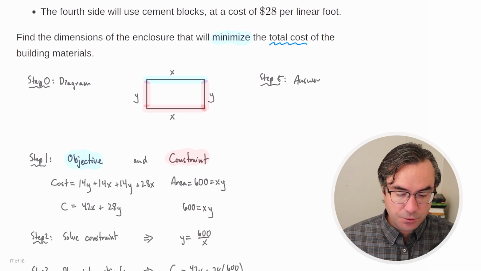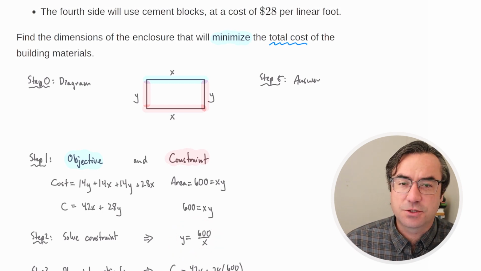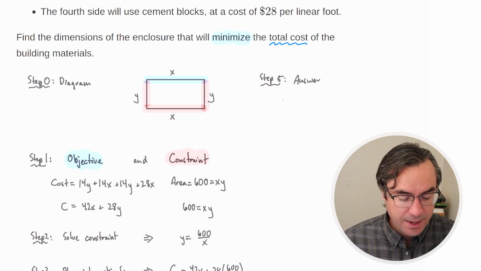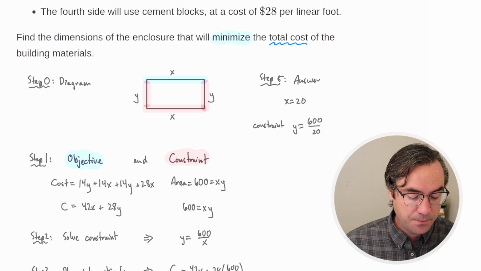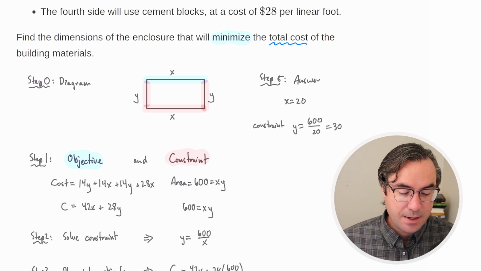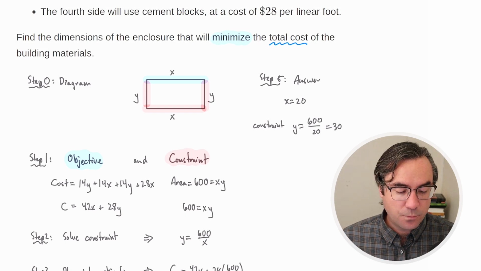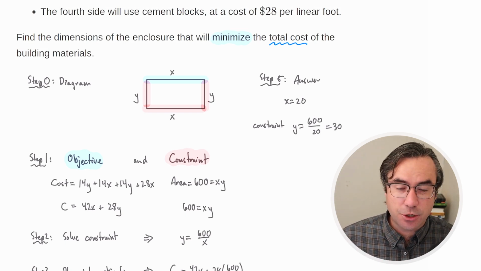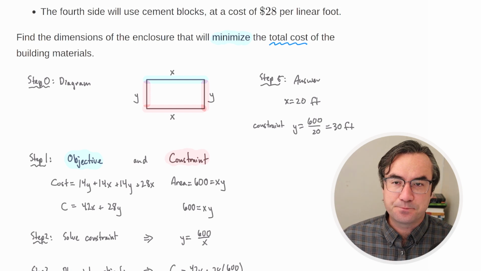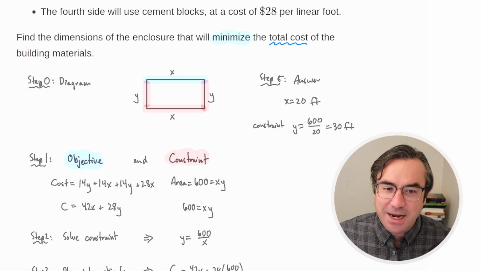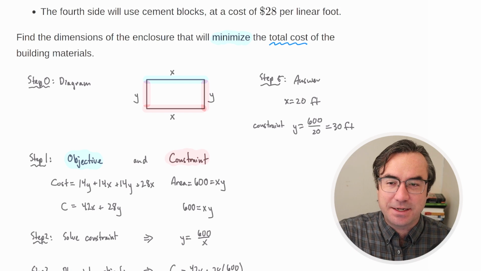And this is where we can go to where we solved our constraint equation. So we know x is equal to 20. And then we can use the constraint to get y. So y is equal to 600 divided by 20, which is our x value, and that is 30. Now, that's not quite the answer. We are given units, so we just want to make sure our answer includes units. So feet here.